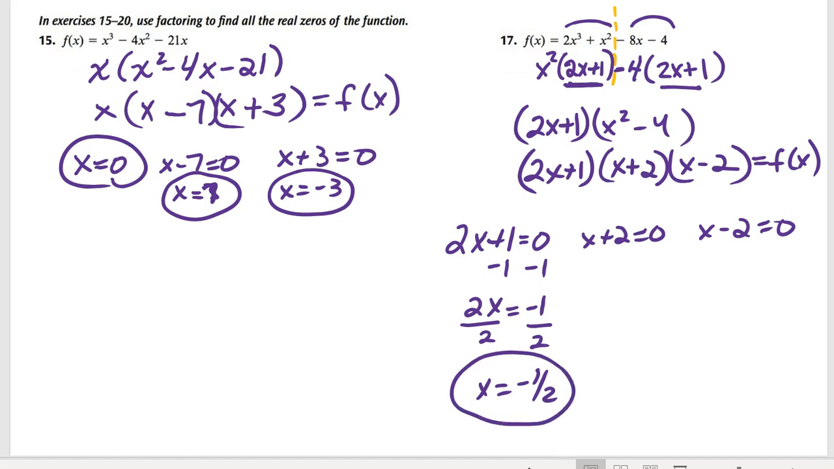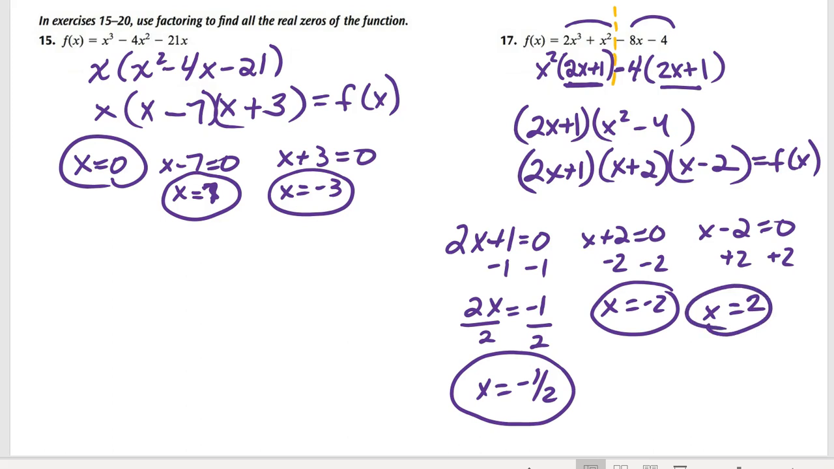So our first solution is x is equal to negative 1/2. Our second is x is equal to negative 2. And our third solution is x is equal to 2. So let me say that again. These are going to be our 3 zeros. x is equal to negative 1/2, x is equal to negative 2, and x is equal to 2.